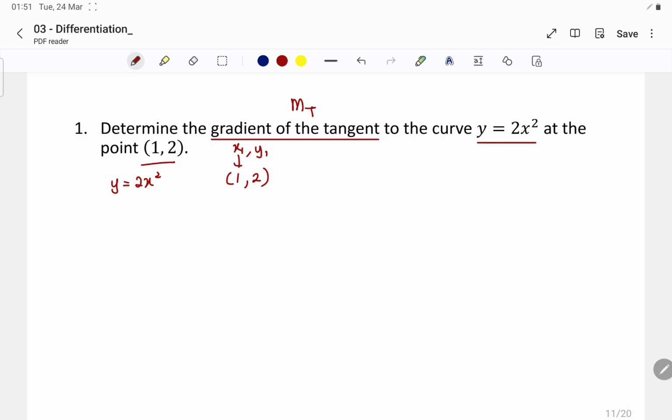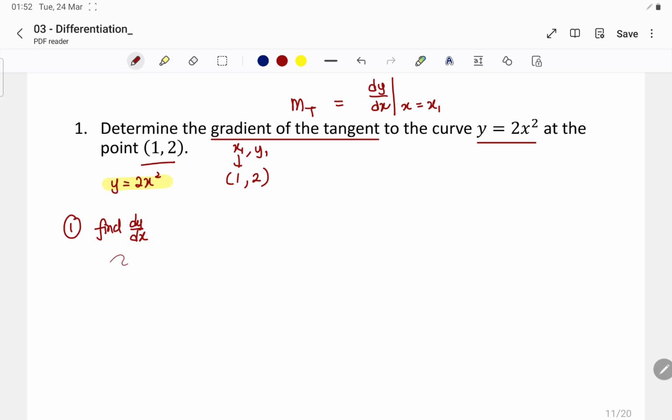This is your y. Right now, we want to find mt. So you have to remember here the formula of mt is dy/dx, and then we have to substitute x1 inside. Remember, find dy/dx first. So the first step is find dy/dx. So how to find dy/dx? From the equation y that we have here.